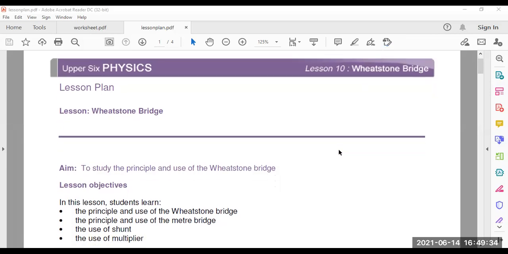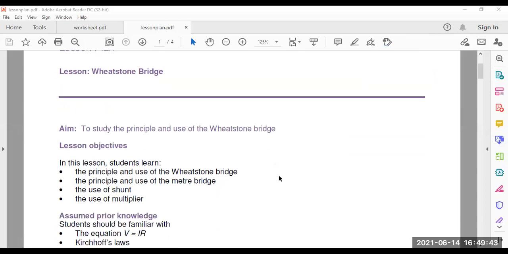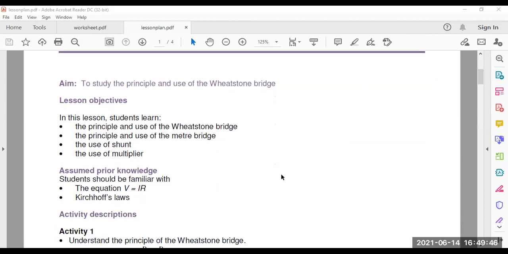Ladies and gentlemen, the aim for this study is to study the principle and use of the Wheatstone bridge. Lesson objective: in this lesson, students learn the principle and use of the Wheatstone bridge. Objective 2, the principle and use of the meter bridge. Objective 3, the use of shunt. And objective 4, the use of multiplier.